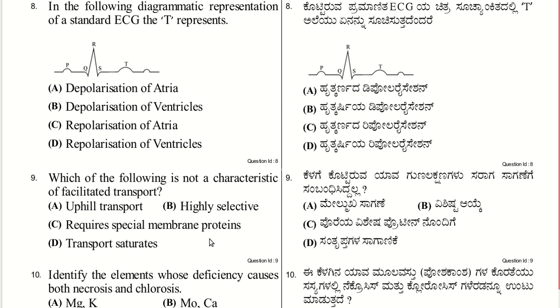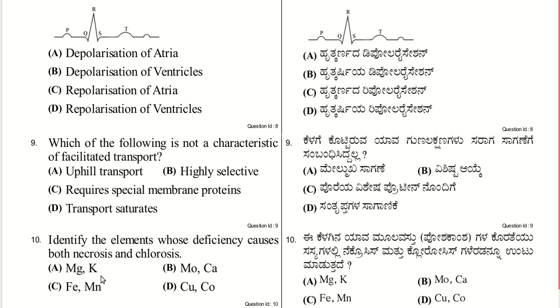Which of the following is not a characteristic of facilitated transport? Uphill transport is not a characteristic of facilitated transport. So that is not noticed in uphill transport. Identify the elements whose deficiency causes both necrosis and chlorosis. Chlorosis is destruction of chlorophyll, and necrosis is a water soaked area formed by the death of tissues. The answer is magnesium and potassium. So these two deficiencies cause both necrosis and chlorosis.